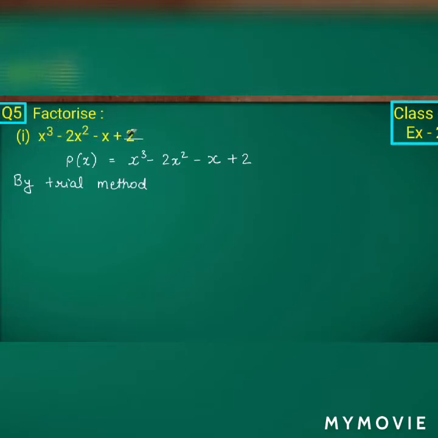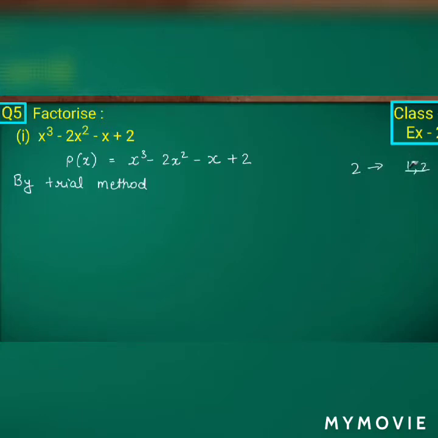Here they have asked us to factorize the given polynomial, that is x cube minus 2x square minus x plus 2. If you observe here, the degree of the expression is 3, isn't it? So I can say that the given polynomial is a cubic polynomial. We know how to factorize quadratic equations when the degree of the expression is 2, but here, since it is a cubic polynomial, what do we have to do?